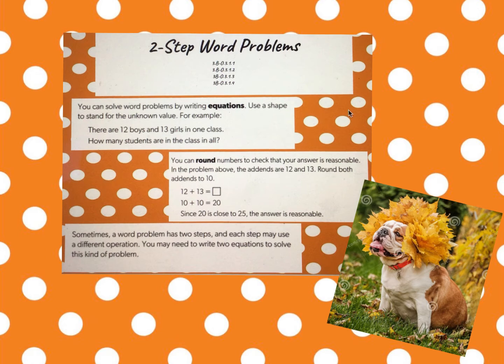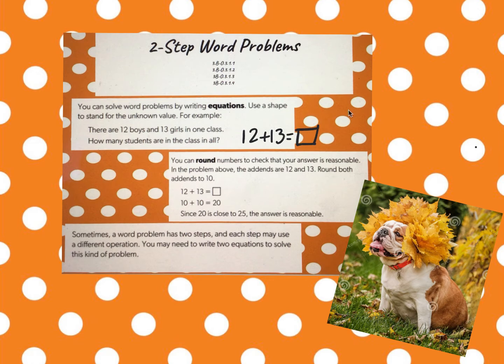Let's keep on moving. So we learned today that we can solve word problems by writing equations. That was a review from last week. And we can use a shape to stand for the unknown value. For example, there are 12 boys and 13 girls in one class. How many students are in the class in all? So what we can do is we can go ahead and do 12 plus 13 equals, and we can use a shape like a square.